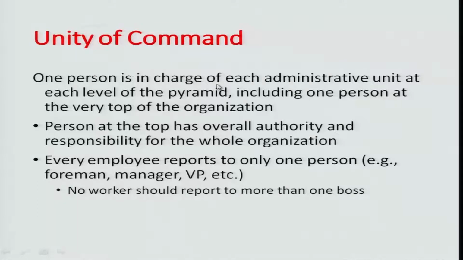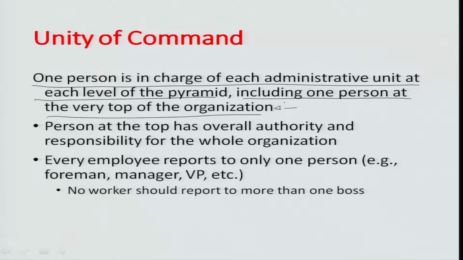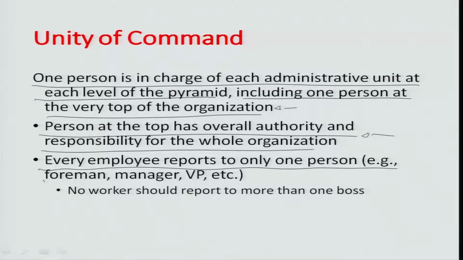So, therefore, one person is in charge of each administrative unit. Typically that is the strategy which is followed, and that is at each level of the pyramid, including one person at the very top of the organization. The person at the top has overall authority and responsibility for the whole organization, and every employee reports to only one person. For example, you can report to a foreman, a foreman can report to a manager, and a manager can finally report to a vice president, etc. So, there should be a vertical line drawn between the different subordinates and reporting authorities.